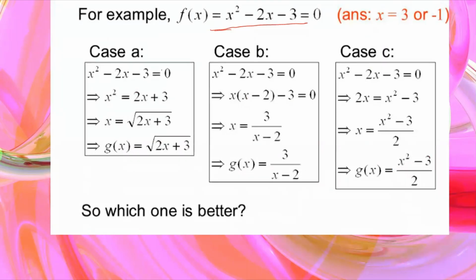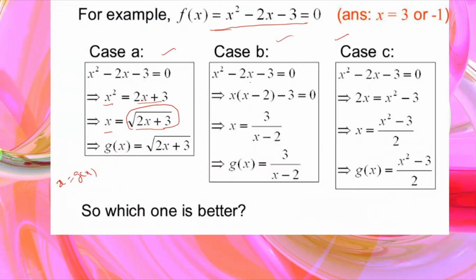Okay, here I'm taking three cases. See, x square minus 2x minus 3 is equal to 0. X square is equal to 2x plus 3. X is equal to root 2x plus 3. So I am taking, as I said, x is equal to g of x. So what is g of x here? Root 2x plus 3. So g of x is equal to root 2x plus 3.